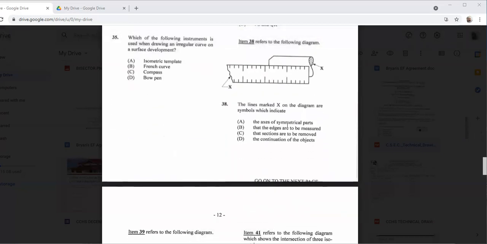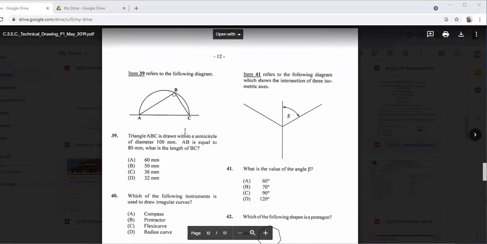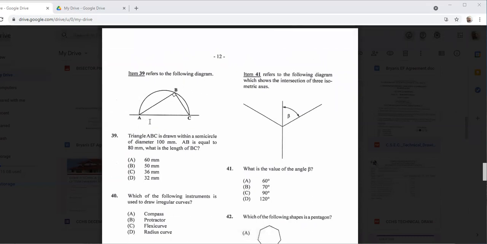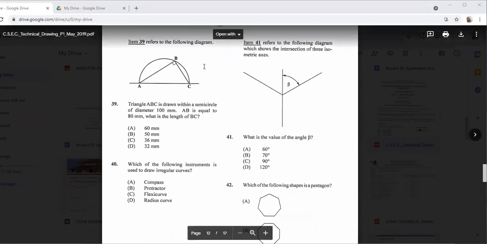The lines marked X on the diagram are symbols which indicate the continuation of the objects. Yes, meaning that it continues. It does show a part of it. Continuation of the object, yes. And this question might come again in a different form. Let's see what this question says now. What's the answer for this one?